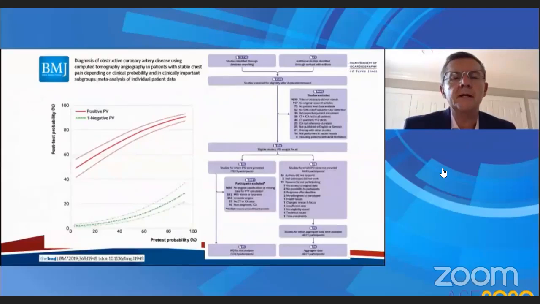More recently, a meta-analysis that took about 6,000 patients that have been enrolled in different multi-center trials confirmed the same findings. The value of CT, next, is a negative predictive value. So if you have an individual with low or intermediate probability of CAD, the negative result will bring that probability to practically zero.